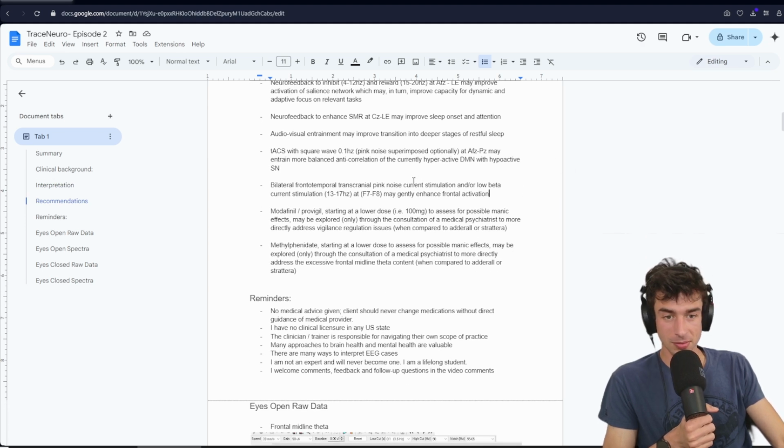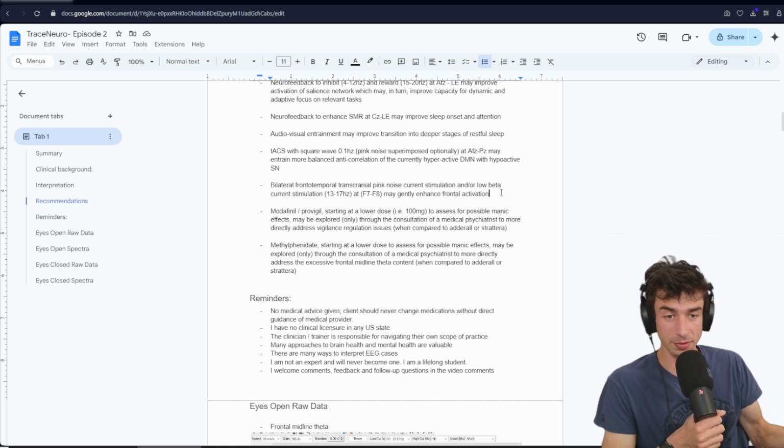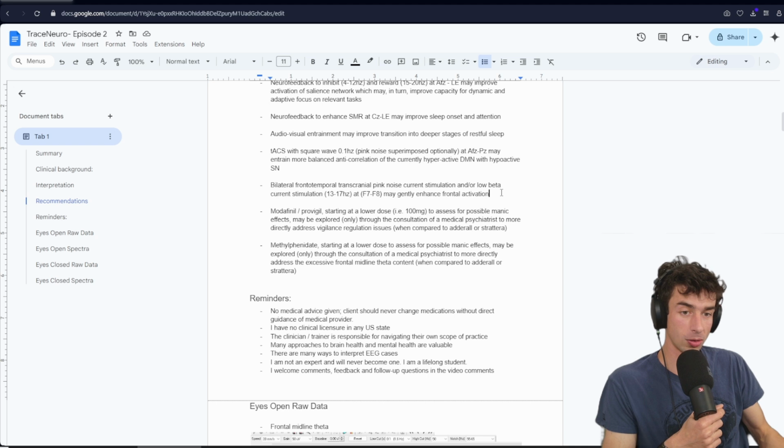Pink noise and or low beta stim at F7, F8, right? The front side of the head is not really turning on. You could see if that helps to gently get things more activated, get more blood flow up there, get more low beta activity.